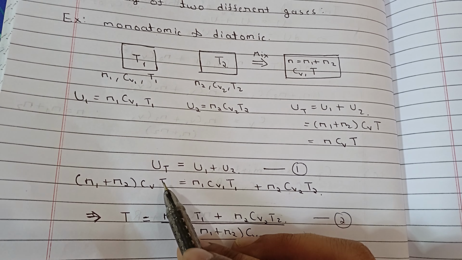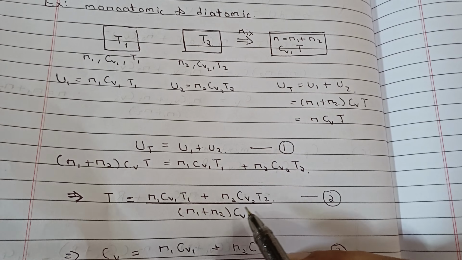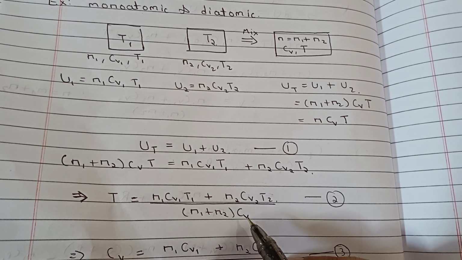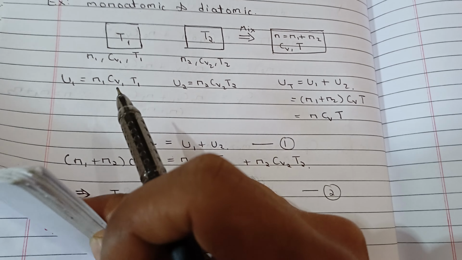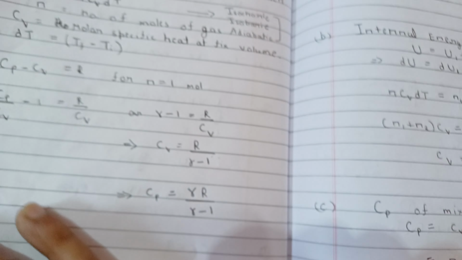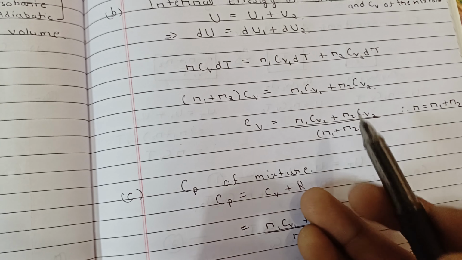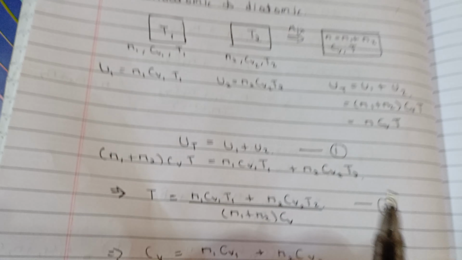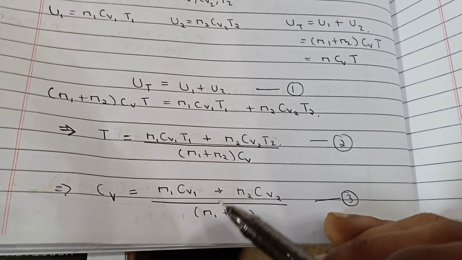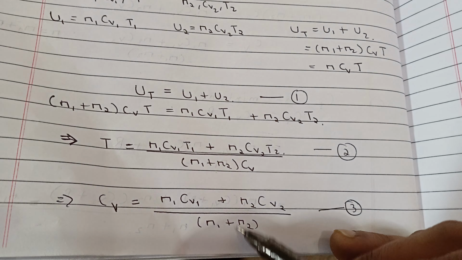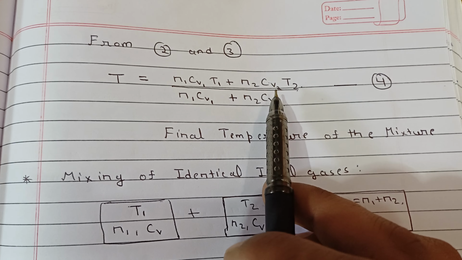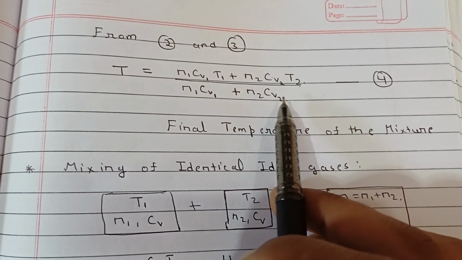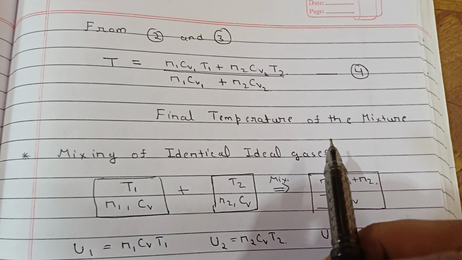From here we can find the final temperature, that will be N1 Cv1 T1 plus N2 Cv2 T2 over (N1 plus N2) Cv. Now we still don't know this Cv, and we calculated this Cv for the final mixture from here. Cv was this, so use this formula. Substitute this in here. Then N1 plus N2 will cancel out, and we'll get the final formula for temperature: N1 Cv1 T1 plus N2 Cv2 T2 over N1 Cv1 plus N2 Cv2. This is the final temperature for the mixture.